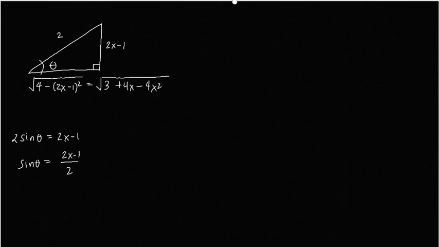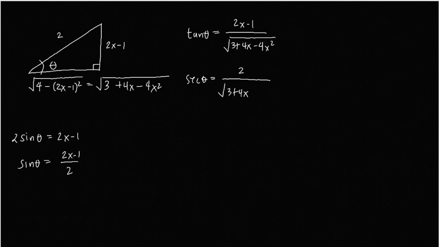So why would we put this one into this situation? That is because we need the value of tangent of theta, which is equal to what? Opposite which is 2x minus 1 all over the adjacent which is the square root of 3 plus 4x minus 4x squared. And we have the secant of theta is equal to what? If cosine of theta is adjacent over hypotenuse, then this one is hypotenuse over adjacent. So this is 2 over the square root of 3 plus 4x minus 4x squared.